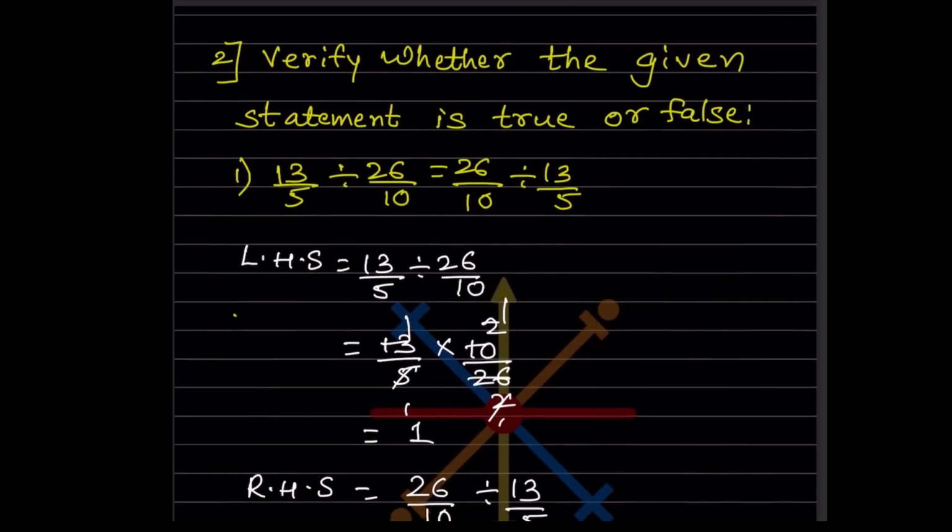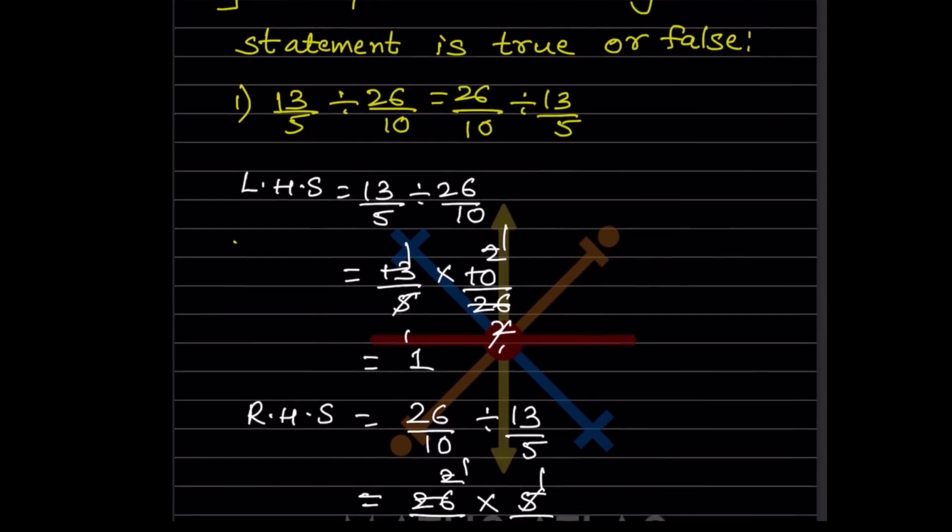Now verify whether the given statement is true or false. So whenever they say this, it need not be that all of them will be the same. So we have to check with the help of the LHS and RHS. So LHS, same thing what we did in the previous exercise, we'll do by that method. But here it is division. So now let us take this LHS over here.